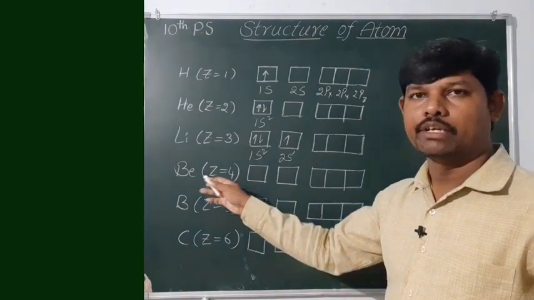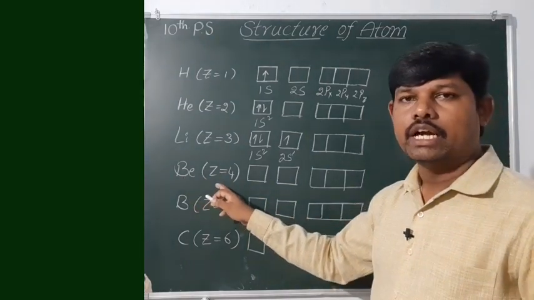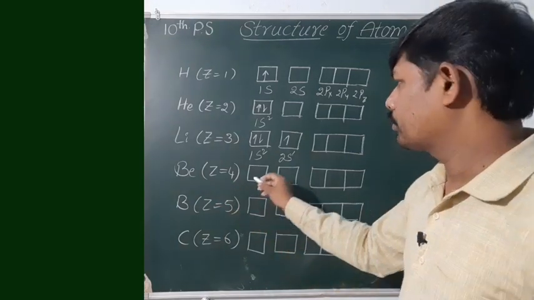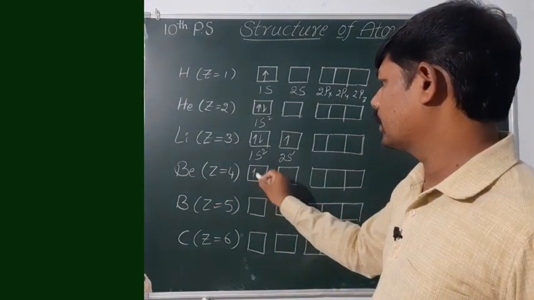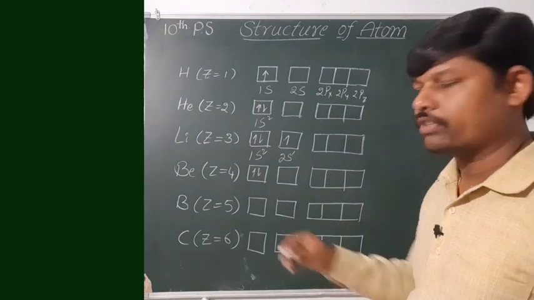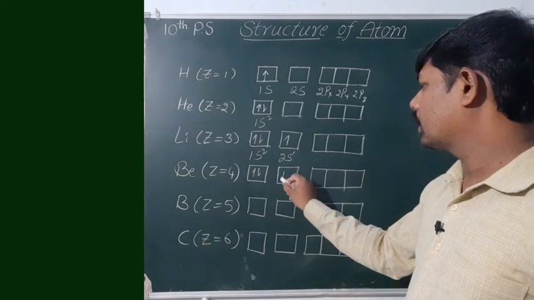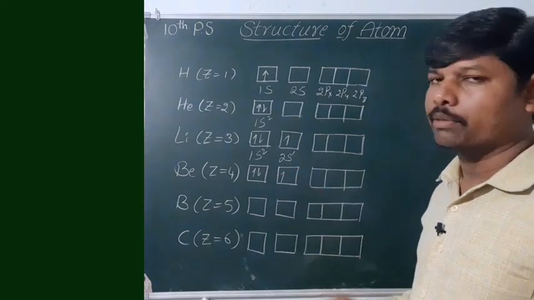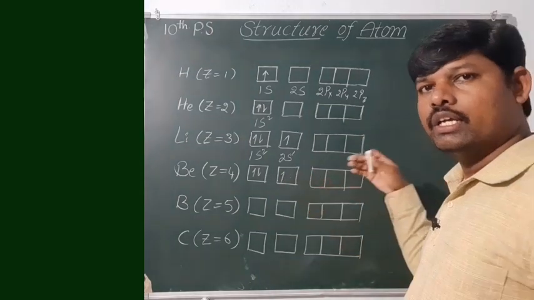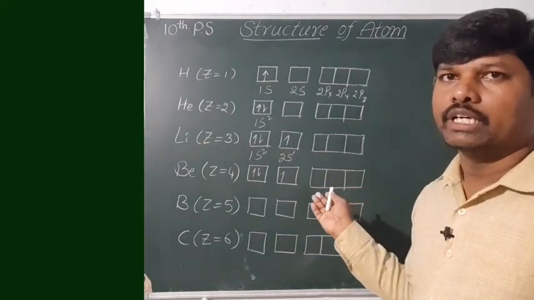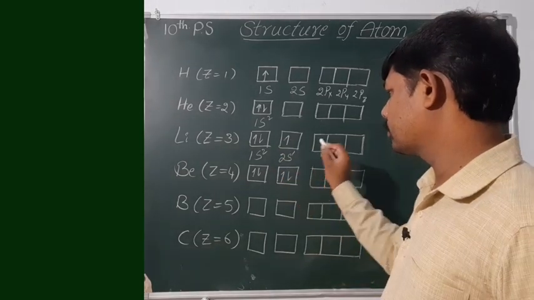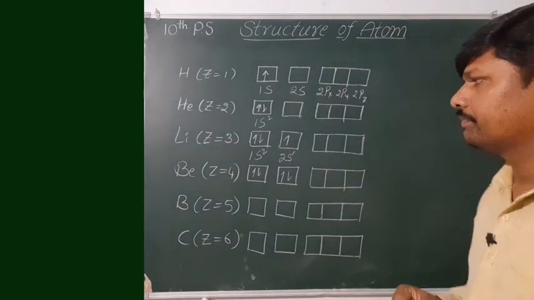What about beryllium? Be means beryllium, atomic number Z is equal to 4. That means 4 electrons are there. So the first electron enters into the 1s orbital, the second electron will pair with the first electron, and the third electron will come into the 2s orbital. Then after completing this 2s orbital only, it will go to the 2p orbital according to the Aufbau principle. So the fourth electron will come into the 2s orbital.